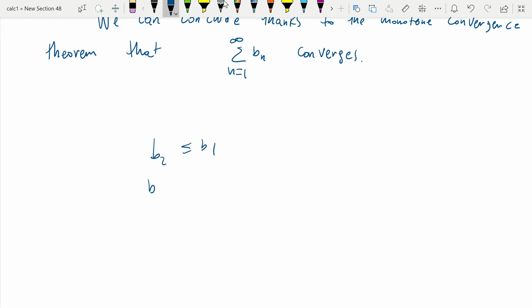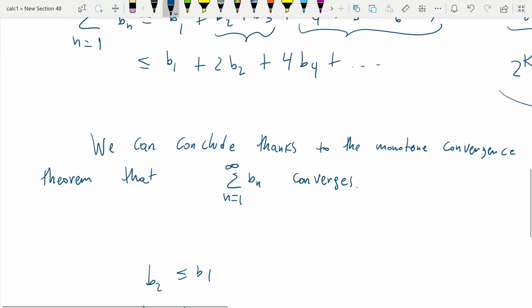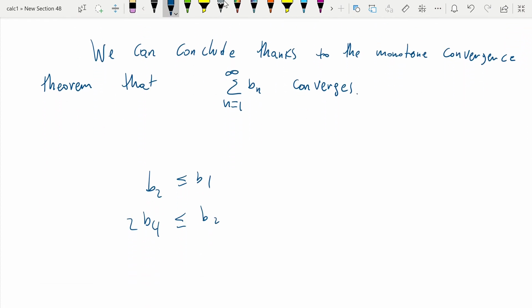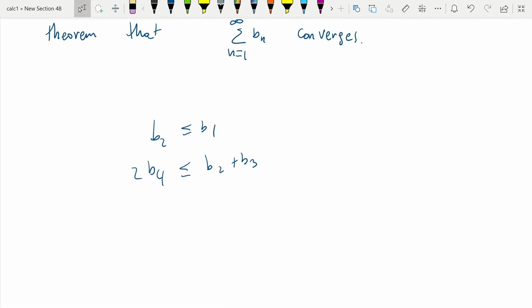Now, b4. Remember that the b's are decreasing. I told you this was a very crucial thing. b4 is bounded by b2 plus b3, since b2 and b3 are both greater than or equal to b4. And if you do the same thing for b8, that's less than or equal to b4 plus b5 plus b6 plus b7.